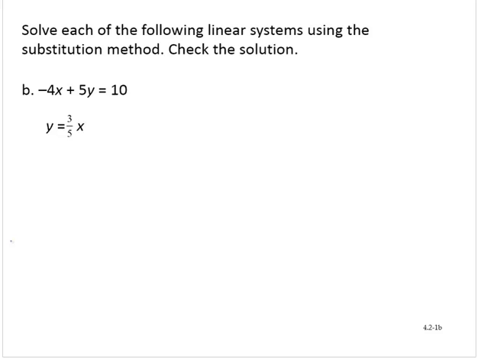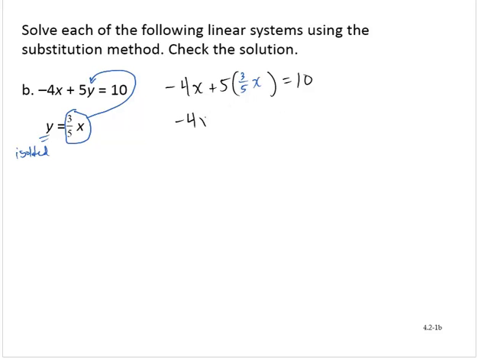Now we have negative 4x plus 5y equals 10, and y is equal to 3/5 x. Again, notice that the y variable in the second equation is isolated. So I'm going to take the 3/5 x and use it to replace the y in the other equation, yielding negative 4x plus 5 times y is equal to 10, replacing the y with 3/5 x. Don't need to use the distributive property because there's no addition or subtraction in the quantity.